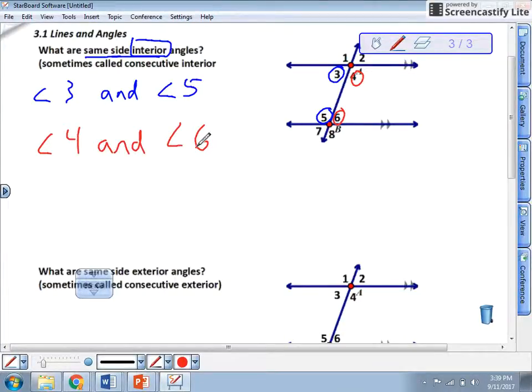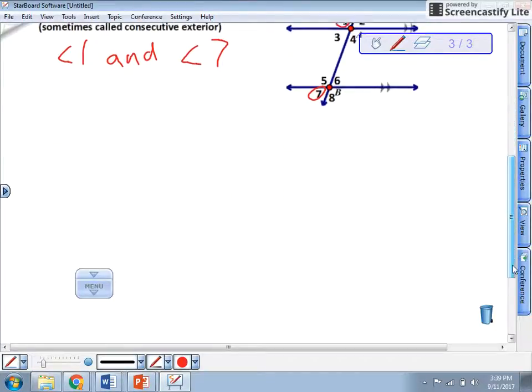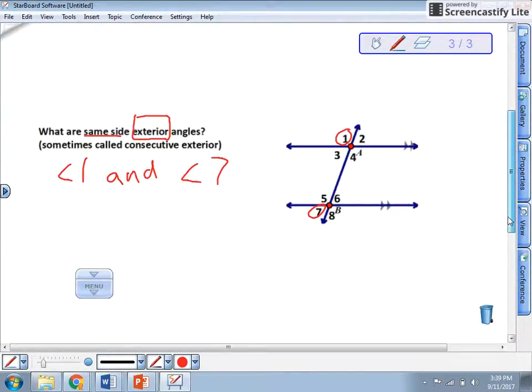Same side exterior. Now that you know the name literally tells you where to look, let's look at the exterior here. Same side exterior, you can probably already figure out one and seven. Angle one and angle seven. And you can probably figure out what the other set would be as well. I might as well show you: it's two and eight, angle two and angle eight. So there are the angle relationships formed by transversals and two or more lines.